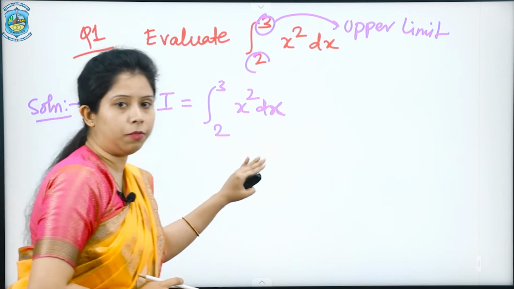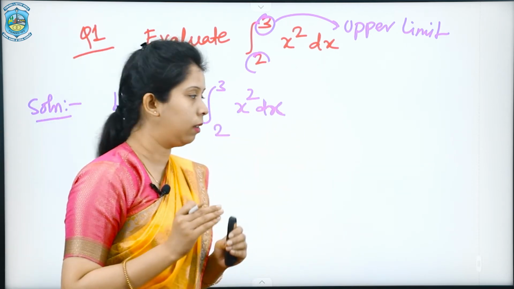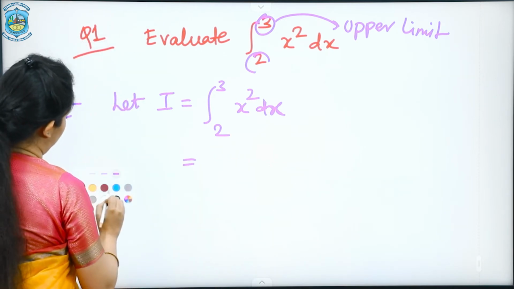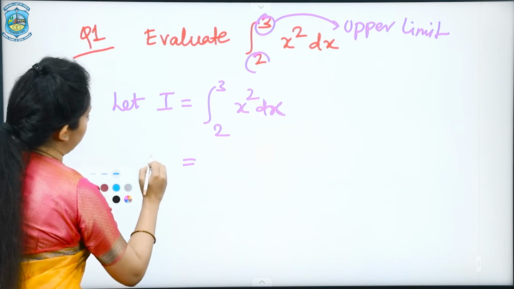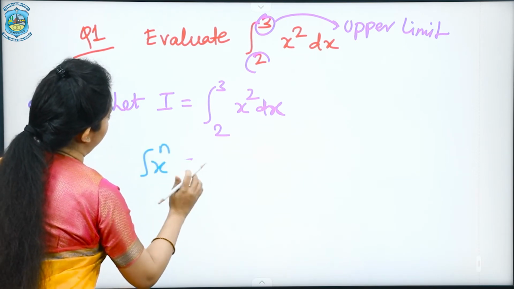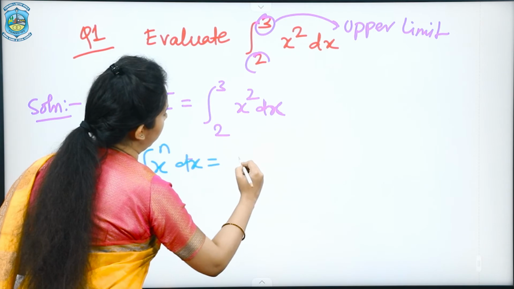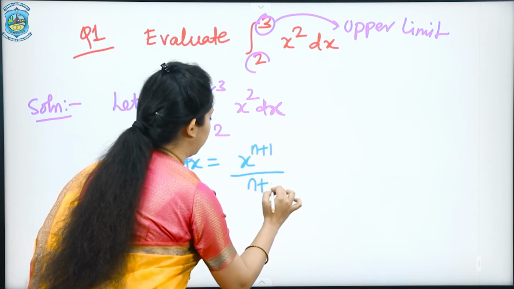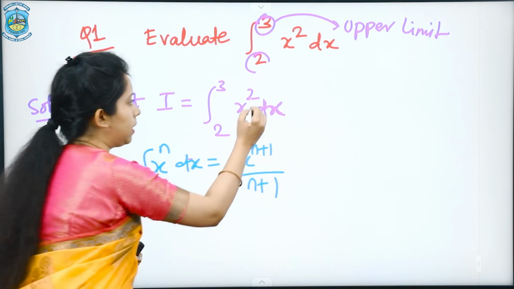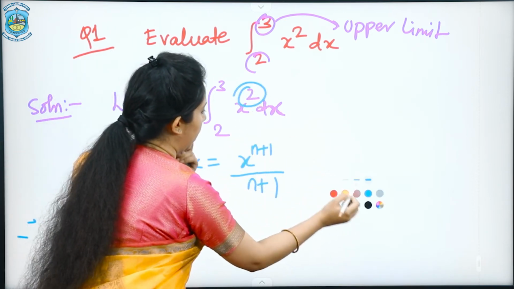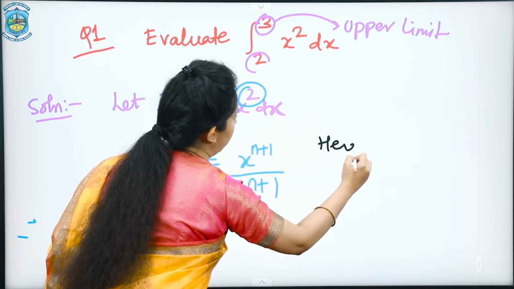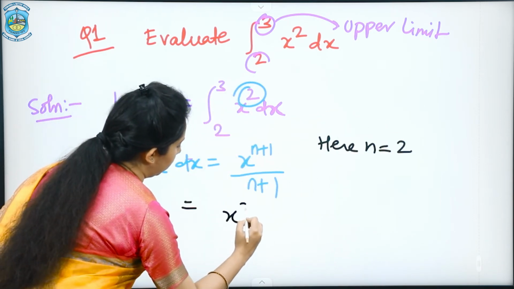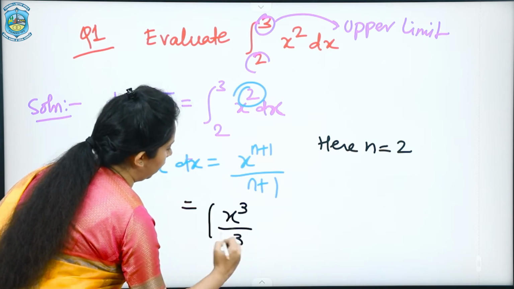Then first of all we will integrate x square by using the power rule, which is integration x raised to the power n dx is equal to x raised to the power n plus 1 divided by n plus 1. Here n is 2. You can see that the value of n is 2. Therefore, we will use the same formula. We will get x raised to the power 3 by 3.